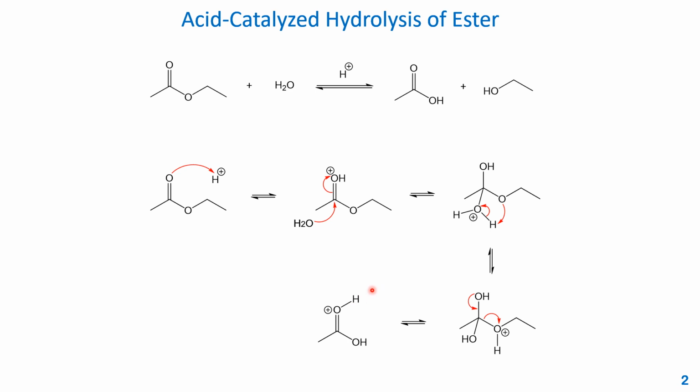So last step, you need to deprotonate this proton on this oxygen because you want a neutral product. Now water can be the weak base to deprotonate this proton and push back electron to the oxygen. And then the final product will be this carboxylic acid. And the other byproduct generated at this step is ethanol. So this is the hydrolysis of ester catalyzed by acid.